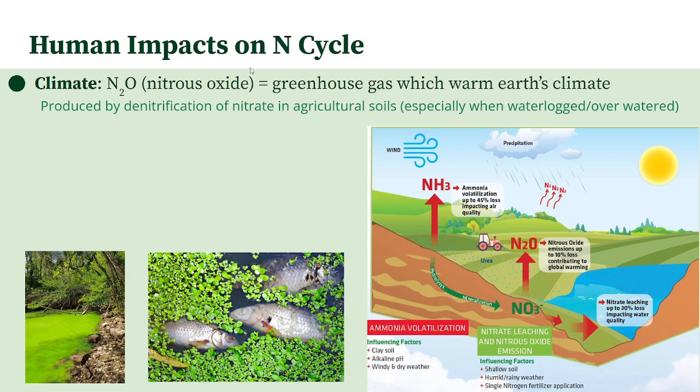Now, where humans have impacted the nitrogen cycle is through agricultural soils, and namely fertilizers. Agricultural fertilizers are largely nitrogen and phosphorus based, and we'll talk about phosphorus in the next set of slides. And the reason that fertilizers are used is because they help plants grow. And the reason they help plants grow fast is because they are readily available nitrates and readily available ammonia, right? One of the biggest agricultural fertilizers is ammonium nitrate.